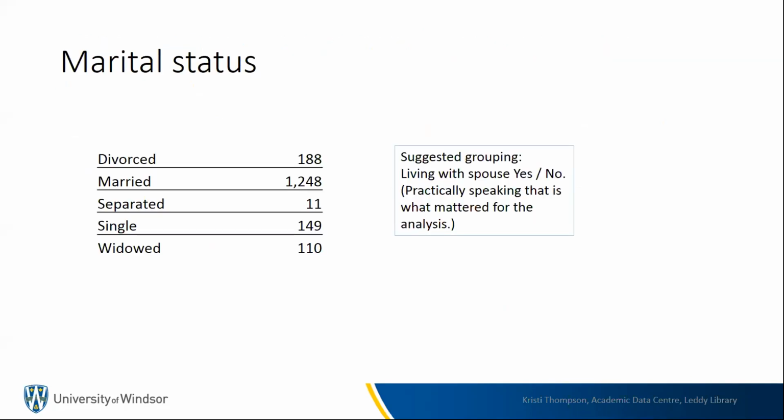The original marital status variable frequency distribution on the data set looked like this. As you can see, the separated category was quite small. The other categories also could help narrow down the groupings in combination with the other demographics. So I ended up suggesting to the research group that they group the variable into living with spouse, yes or no. Practically speaking, that happened to be what mattered for the analysis. Did the person have the support of a spouse or not? Don't retain demographic information you don't need.